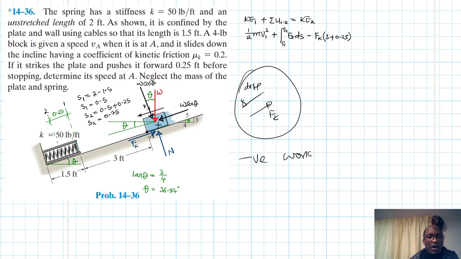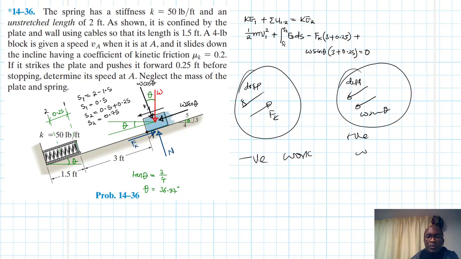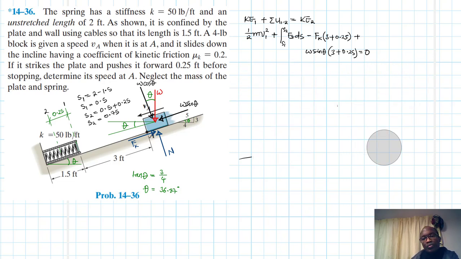Then we also have another piece of work by the weight, and this one is positive. We'll say plus W sine theta times 3 plus 0.25, like so, equal to 0. They are in the same direction, W sine theta and the displacement. So here we have positive work. So that is the work that we intend to do.